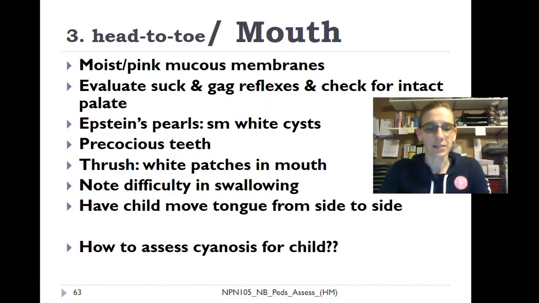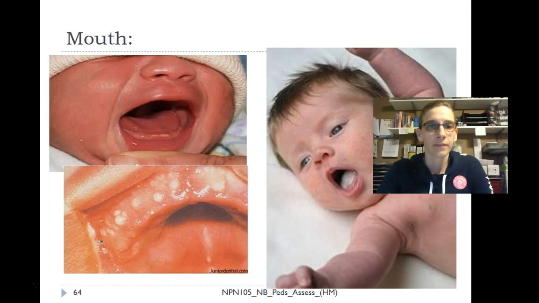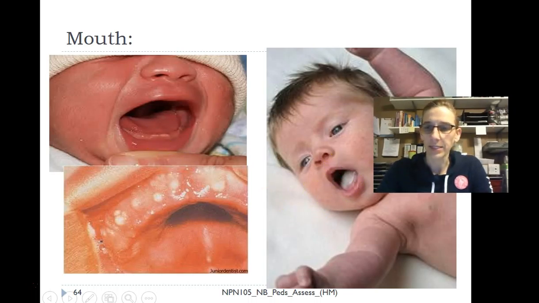All right, so how are we going to assess for cyanosis in a child? Hopefully you will recall from the earlier slide that in order to assess for cyanosis and oxygen status, we check the lips and oral mucosa, right? All right. So here's the mouth. These are Epstein pearls. Okay, these got some little baby precocious teeth here. And this is thrush. You can see that white coating on the baby's tongue.